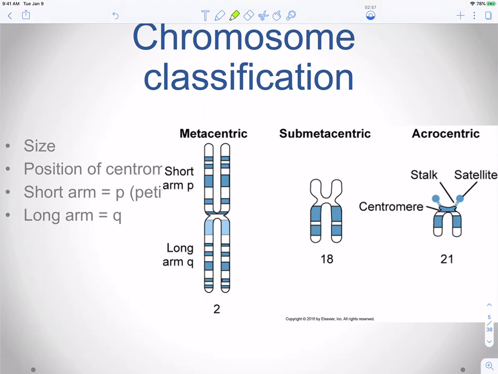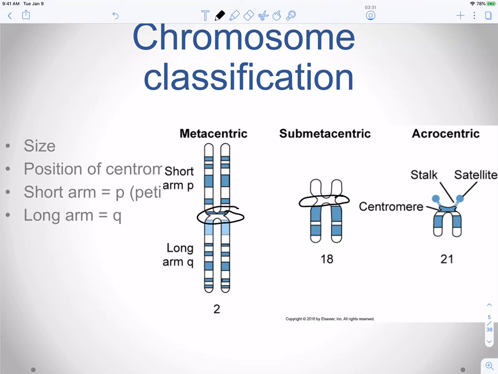So chromosomes are going to be classified based on where they are. So you're going to have different sizes of chromosomes. You're going to have some that are longer, some that are shorter. The Y is much smaller than the X, for example. There's also classification based on the position of the centromere. So here the centromere is in the center, so that's referred to as a metacentric chromosome. And here you have the centromere where it's favoring one side or another, and that's submetacentric.